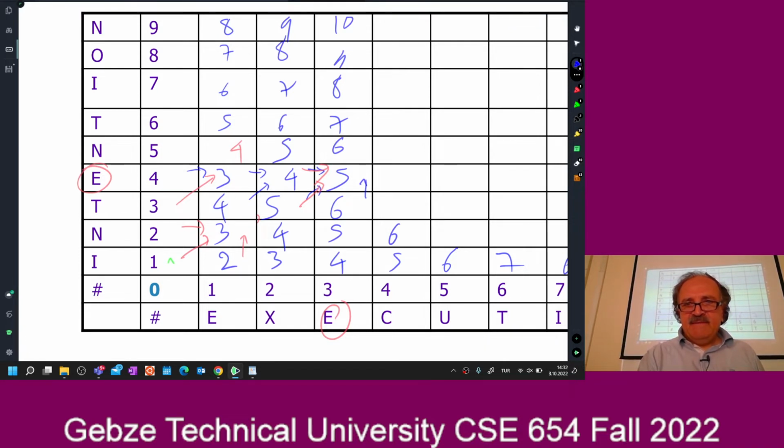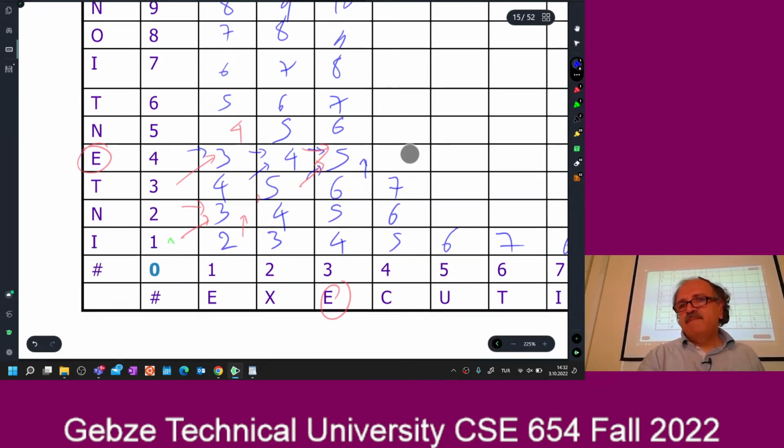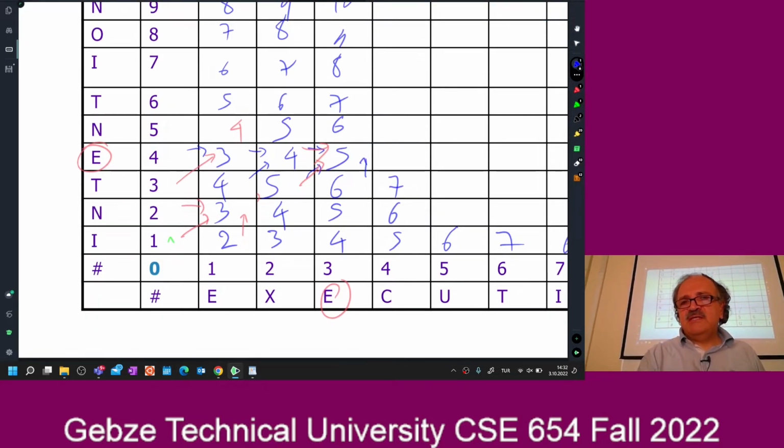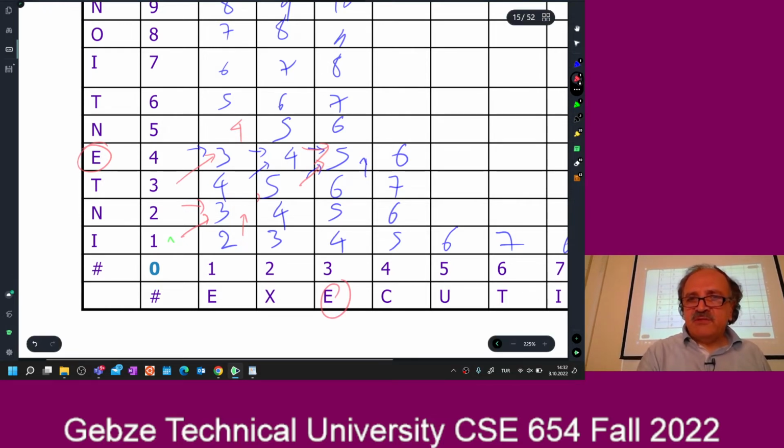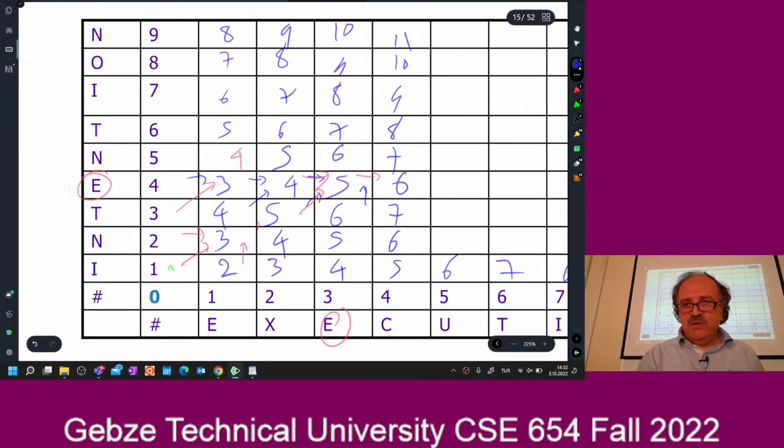6, 7. Interesting here. It is 5. If I add 1 to it, this is 6, right? Because I am coming from this direction. Okay? So then 7, 8, 9, 10, 11. And for the U, it's going to be here. It is 7, 8, 9, 10, 11, 12.